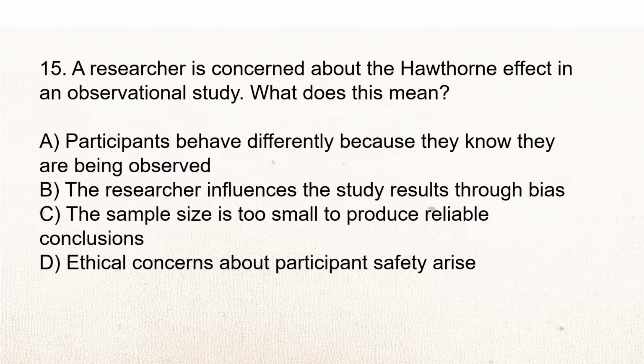Number 15. A researcher is concerned about the Hawthorne effect in an observational study. What does this mean? Letter A. Participants behave differently because they know they are being observed. Letter B. The researcher influences the study results through bias. Letter C. The sample size is too small to produce reliable conclusions. Or letter D. Ethical concerns about participant safety arise.